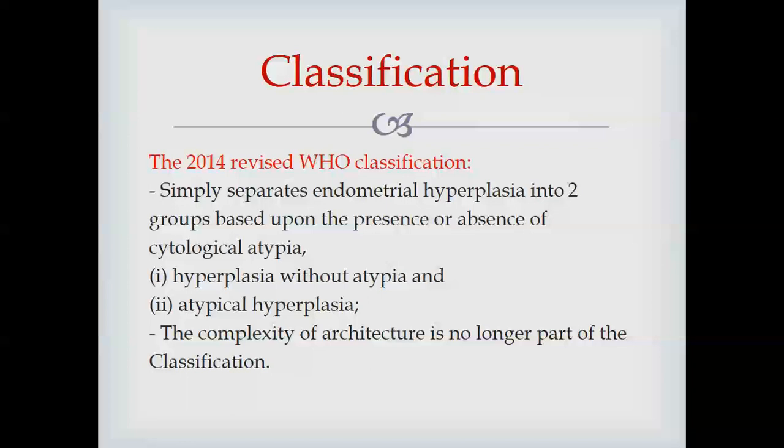The classification depends mainly on the presence or absence of cytological atypia. So we divide it into two groups based on the presence or absence of cytological atypia: either hyperplasia without atypia or atypical hyperplasia. That's all. Complexity has no role in the classification.